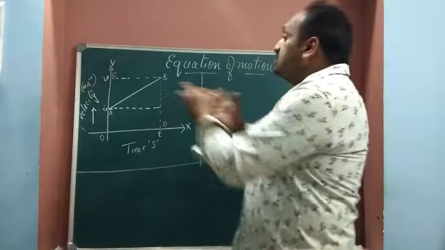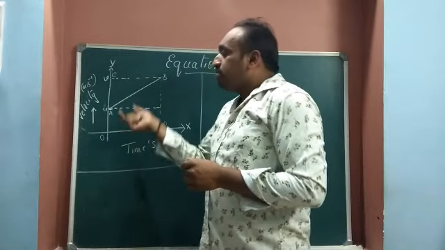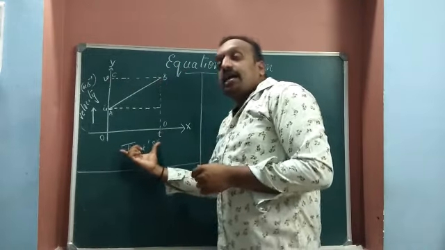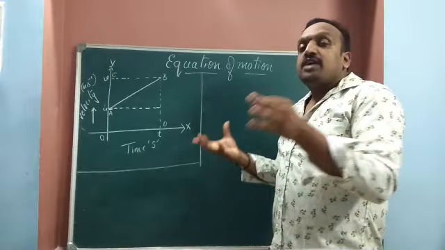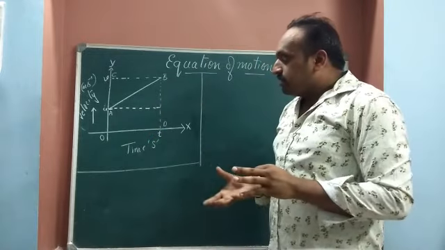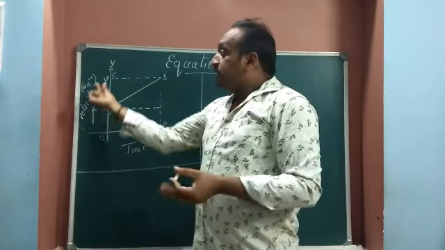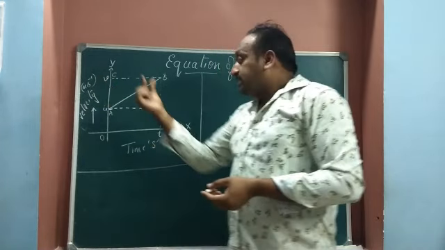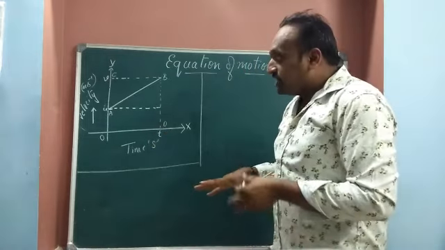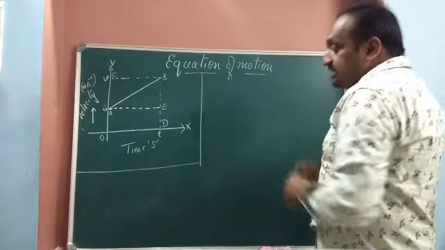Yes students, consider a graph. This is velocity time graph. If you plot a graph with velocity on y-axis and time on x-axis, the graph we obtain is called the velocity time graph. If you observe, the initial velocity is 0 at t is equal to 0 and v is the final velocity at the time t. To find the acceleration, we need to find the slope of this graph.